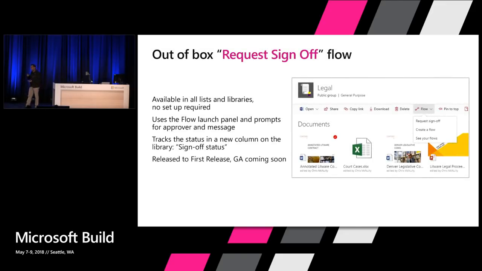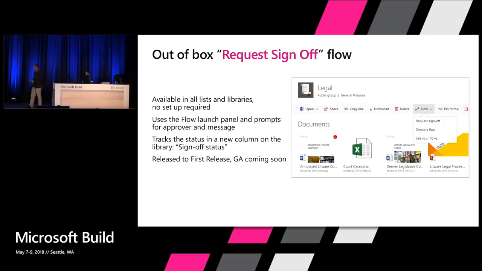Now, leveraging the Flow Launch Panel, the for selected item trigger, and the ability to share with lists and libraries, we've introduced a brand new out-of-box feature called Request Sign-Off, which is available on all lists and libraries. It's currently in first release. It will be generally available very soon.